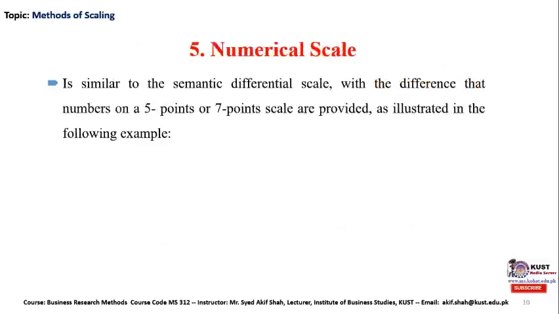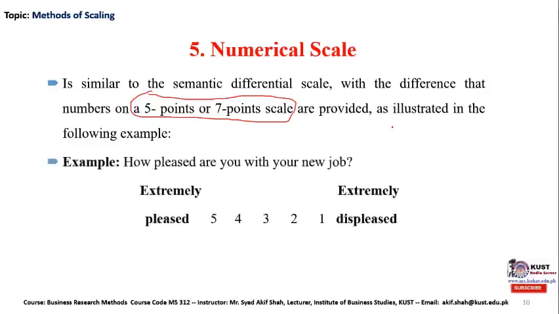It is similar to the semantic differential scale that we have previously discussed, with the difference that here we are going to have a 5-point or 7-point scale, so as to intensify the response. For example, once again a researcher is interested in finding out how pleased you are with your new job. There is going to be a survey on whether the newly hired employee is pleased and satisfied with his job or not. So there are 2 extremes as in the semantic differential scales, extremely pleased and extremely displeased.